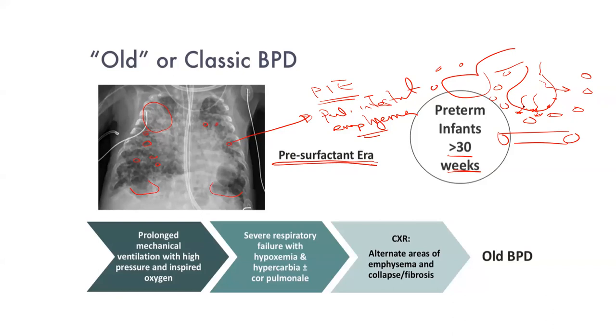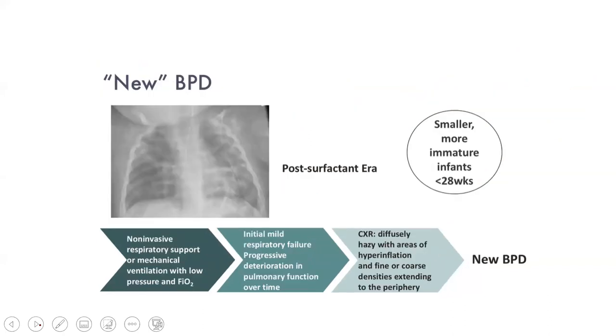So in old or classical BPD, there is prolonged mechanical ventilation and oxygen therapy, and the baby presents with severe respiratory failure, hypoxemia, hypercapnia or respiratory acidosis, and sometimes also cor pulmonale. When you do an X-ray, it's the typical finding of fibrosis, collapse, and hyperinflation, a mixed, ugly X-ray. That's the typical old picture of bronchopulmonary dysplasia, the classical one, when Northway described it. Versus the new bronchopulmonary dysplasia, which is different, it's more homogeneous. That's the post-surfactant era.